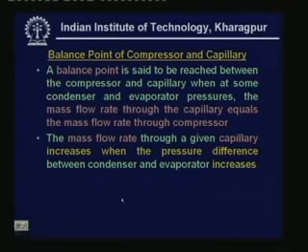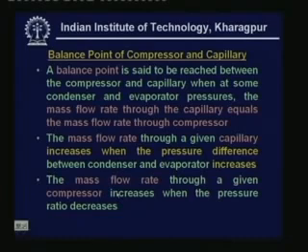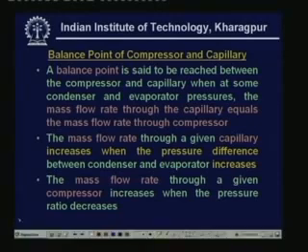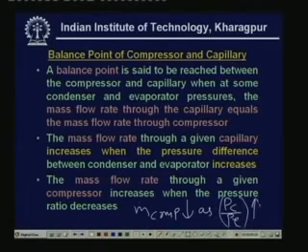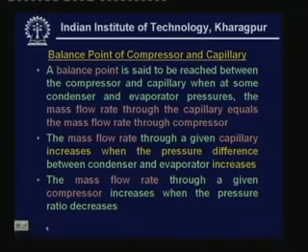On the other hand, the mass flow rate through a given compressor increases when the pressure ratio decreases. This is what we have seen while discussing compressors. That means the mass flow rate through the compressor decreases as Pc by Pe increases. So the pressure difference has opposing effects on compressor and capillary.